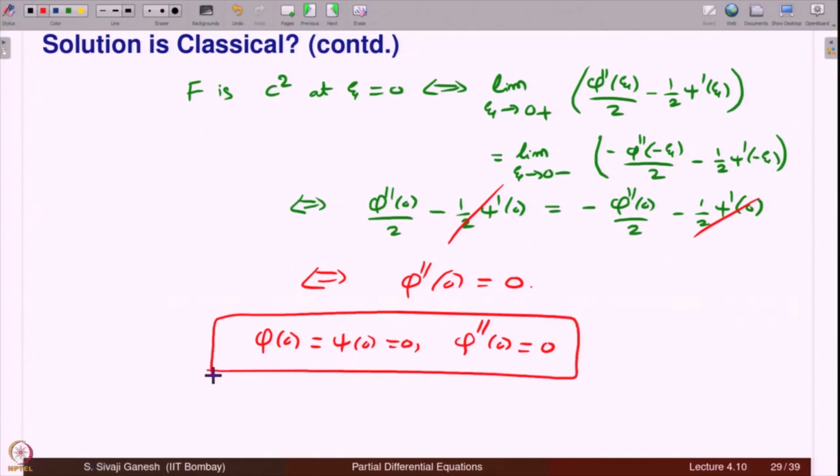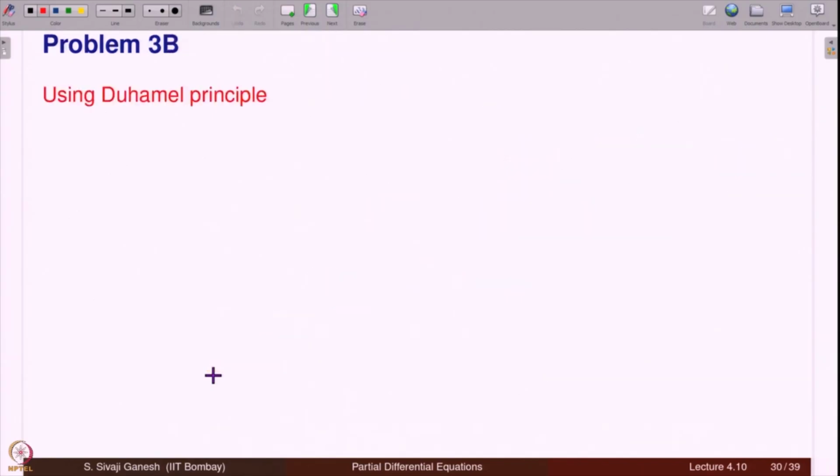If they are satisfied, then what we have got is indeed a classical solution, and we have an expression in terms of phi and psi as well as in terms of f. F itself is expressed in terms of phi and psi. Okay, let us move on to problem B, 3b.